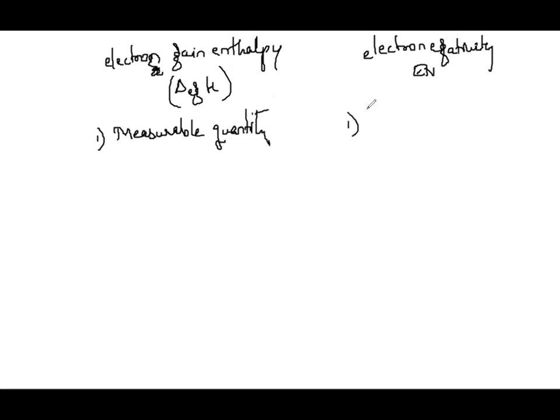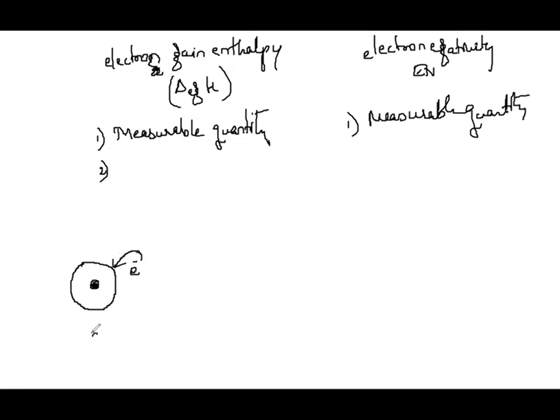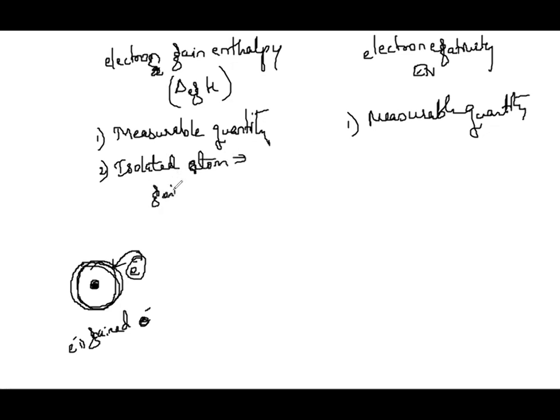Yes. This is also a measurable quantity. It is having scales. This electron gain enthalpy is what I'll tell you. When we speak about electron gain enthalpy, it is when an electron is gained by the atom. When we say electron is gained, it means this electron has entered into the orbital of this atom. So we speak about an isolated atom gaining the electron, correct? Gaining the electron.